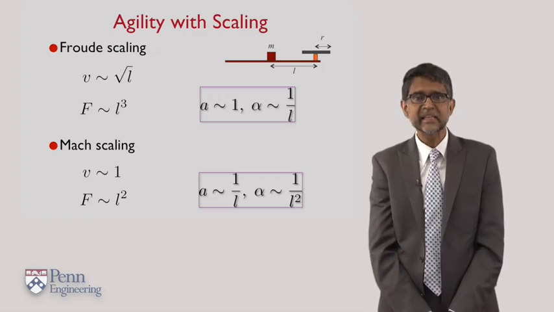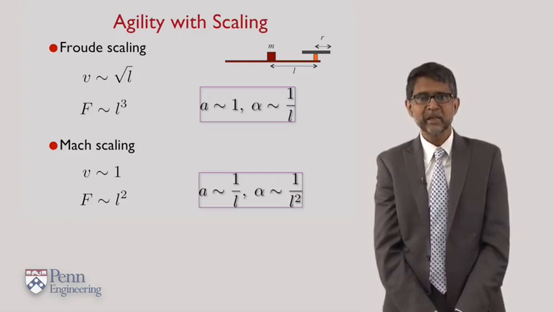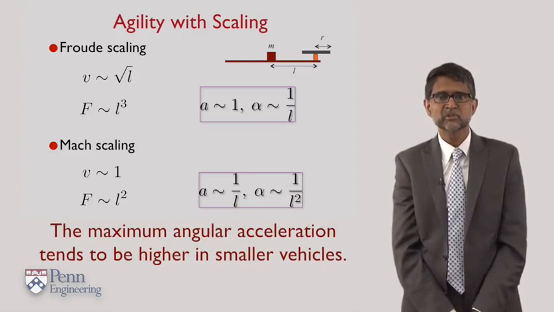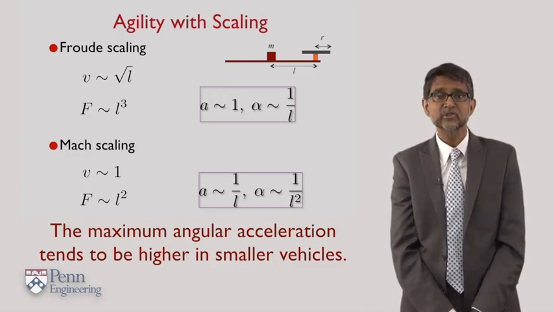So that's really the key idea. The smaller you make the vehicle, the larger the acceleration you can produce in the angular direction. And this allows greater agility.